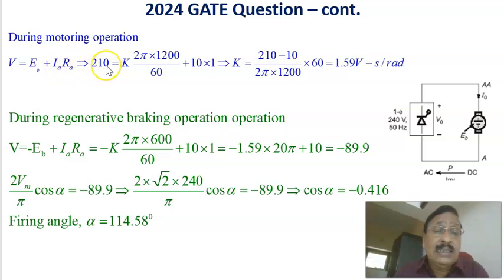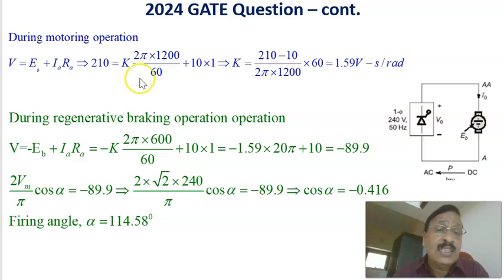Here, the rating of the motor is given as 210. So 210 equal to EB, for which we already found the equation, K into 2 pi into the rated speed, which is 1200, divided by 60, plus the rated current equal to 10 amperes times the armature resistance equal to 1 ohm.